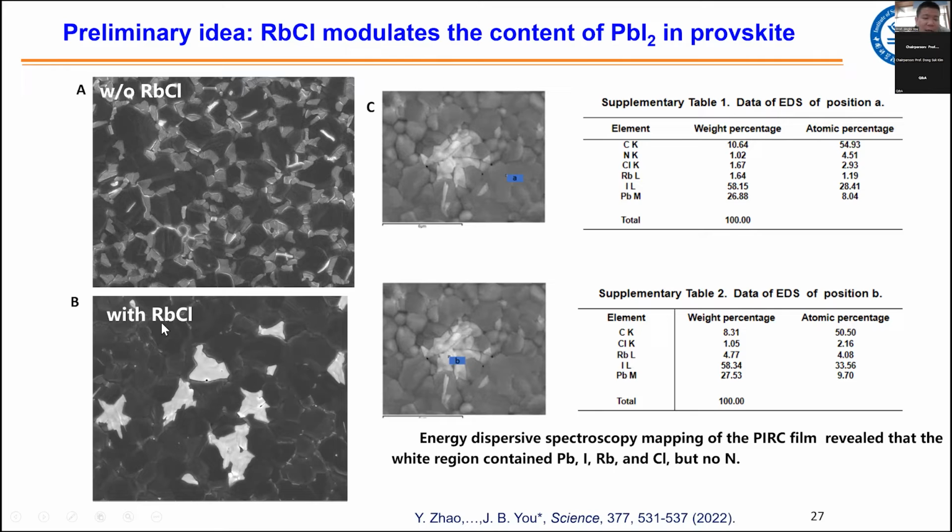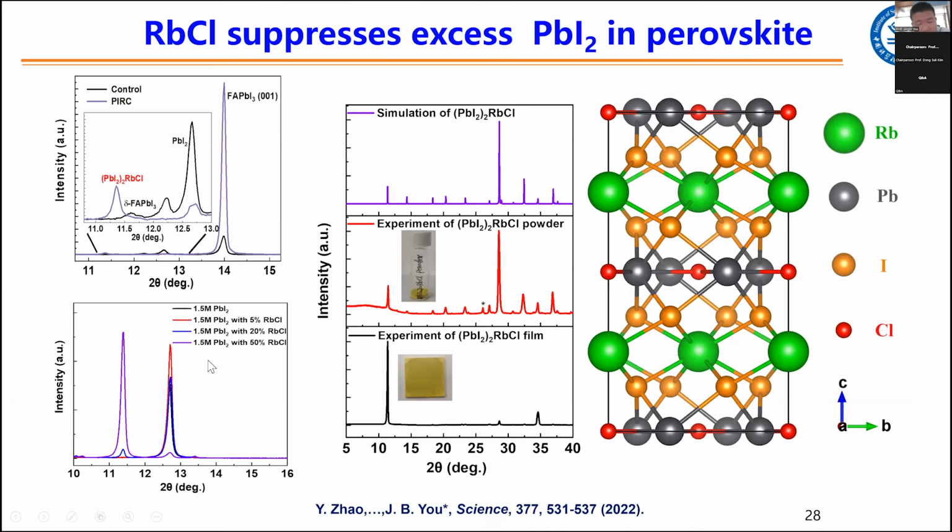We found that adding RbCl into the perovskite material, we can see the white dots have been reduced a lot, and a new phase has been formed on the grain boundary surface. So we tried to see what has happened. We see in these regions there's no nitrogen. This means there's no hybrid perovskite formation on these grain boundaries.